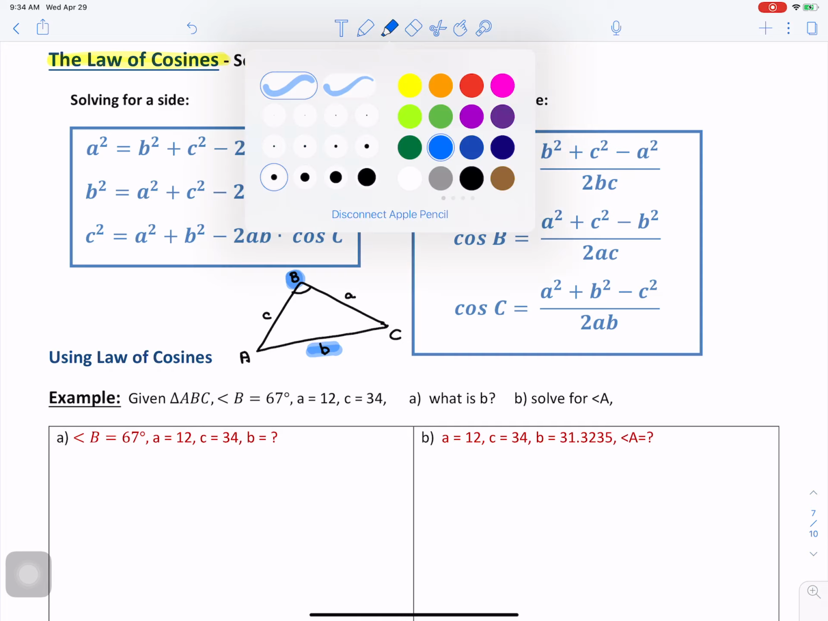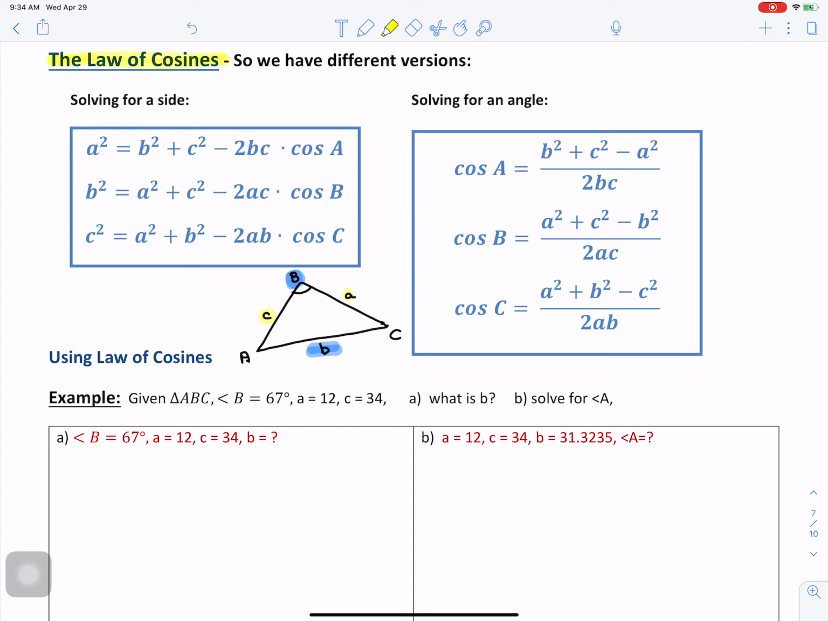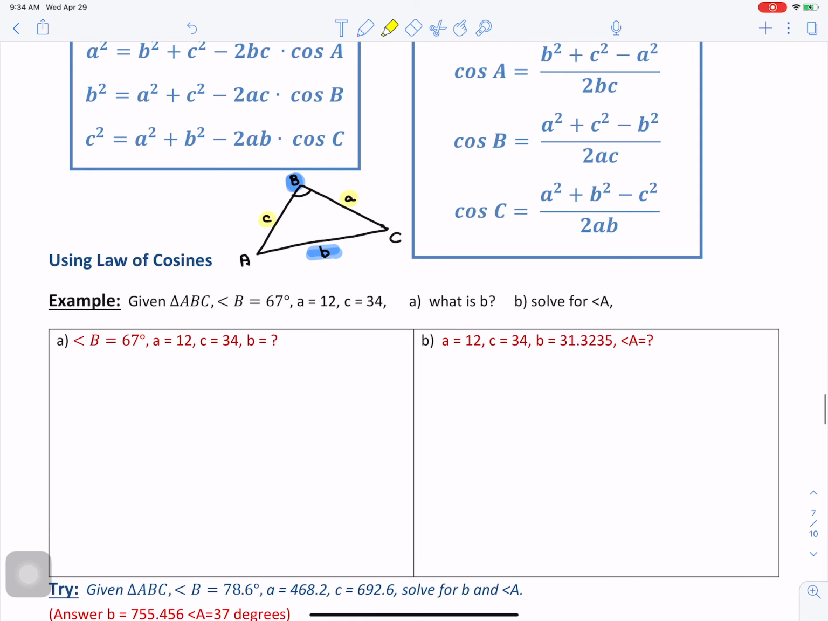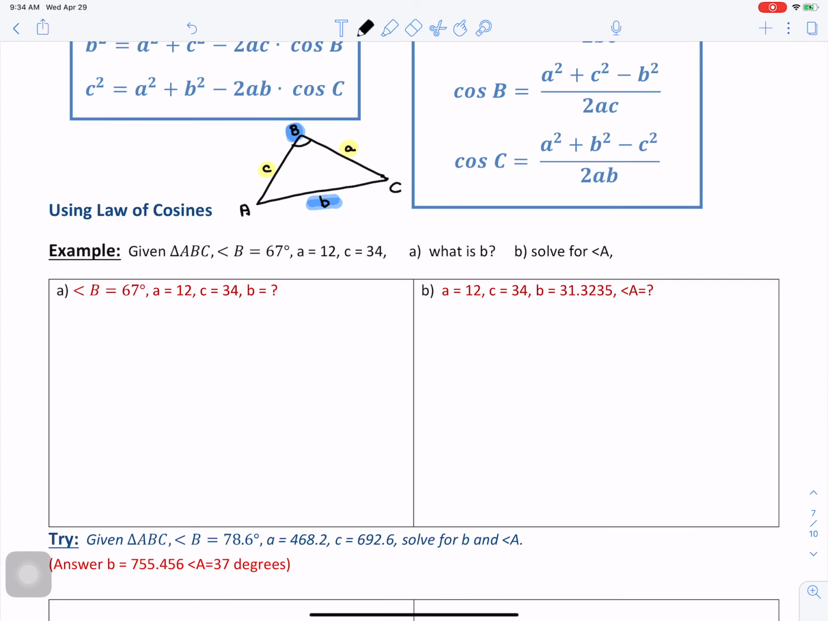So I'm going to highlight these in yellow. These labels don't actually matter, but here I already labeled A, so the side opposite is little a. This is already labeled C, so the side opposite is labeled little c. So when you're doing it, you have to be given the two sides, and you have to be given one diagonal pair, one out of the two pieces of information. So let me explain how this works again.